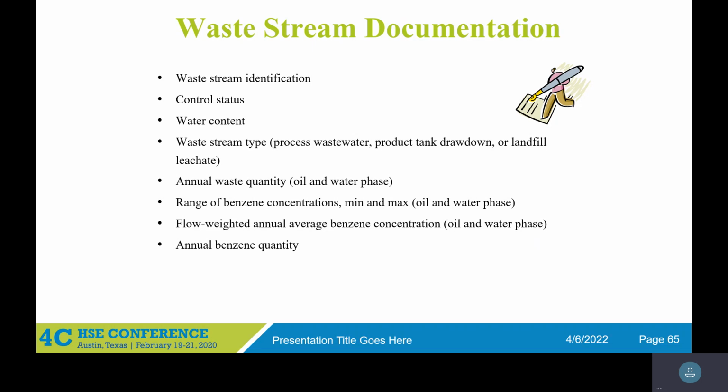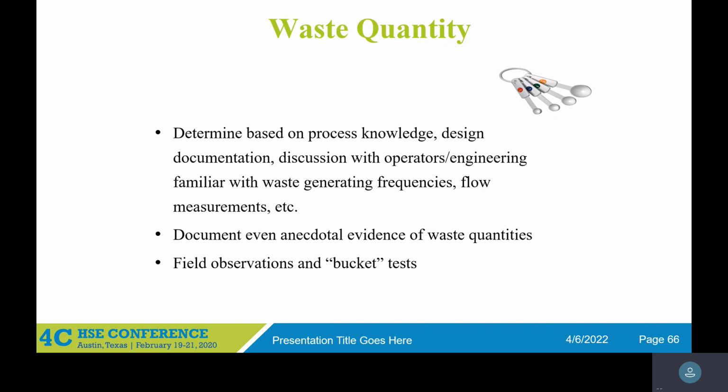You have to have waste stream identification, just saying desalter water effluent, right? Control status, yes or no. Water content, waste stream type, the waste quantity, the range of benzene concentrations, the flow weighted average benzene concentration, and finally the result. How many megagrams of benzene do you have? Just document everything, waste quantity. We've talked about all of this.